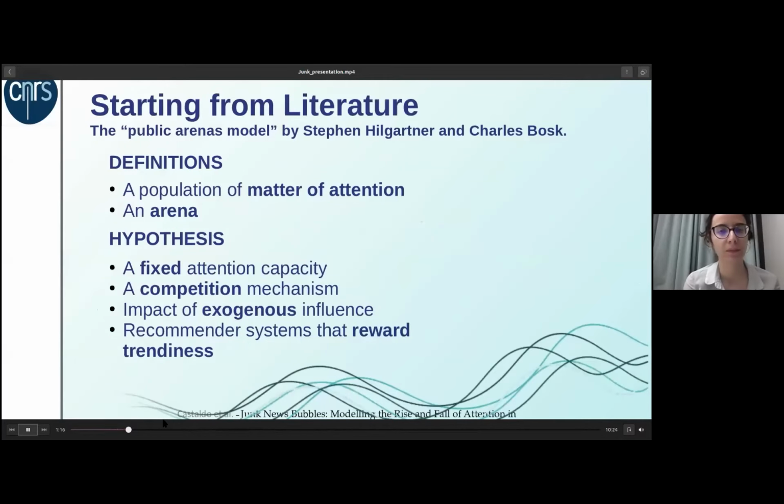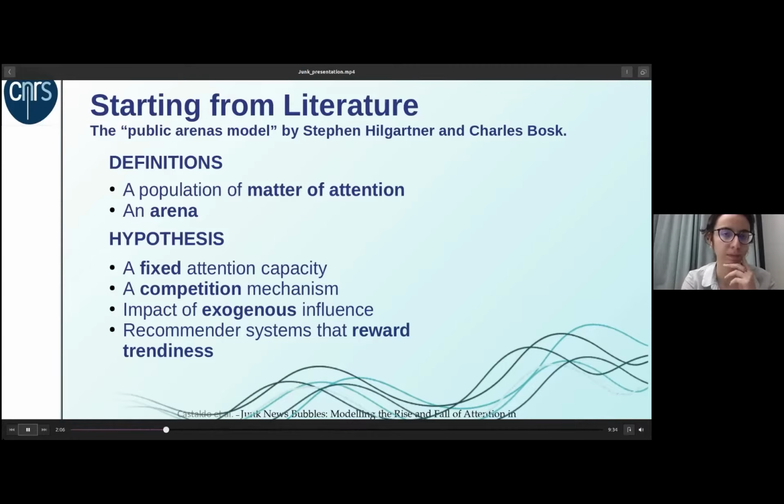To address this question, we started from a very influential article written by Ghanem and Bosch in 1988. In this article, they presented a model called the public arena model, in which they were describing an attention economy mainly based on traditional media, and therefore televisions and newspapers. Even if right now we are dealing with completely different social media online, we claim that some of the hypotheses that the authors made in 1988 are still valid even in our context. That is why we decided to give the public arena model a mathematical formalization in order to be able in the future to compare it with evidence coming from data.